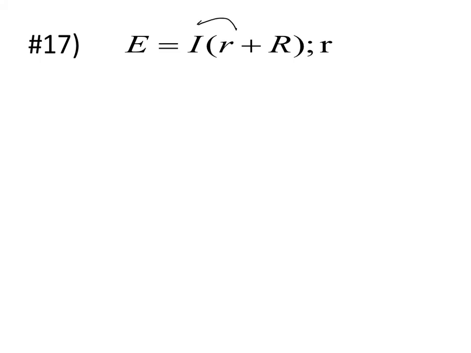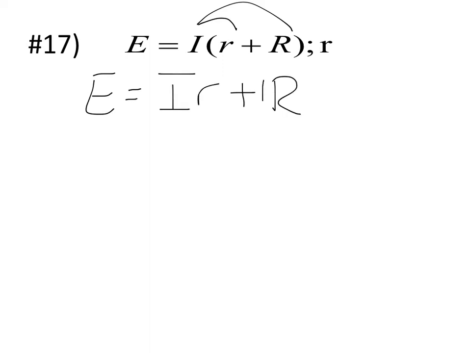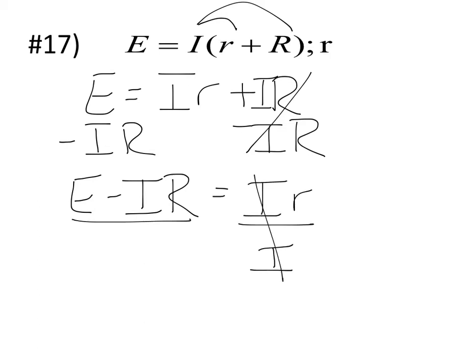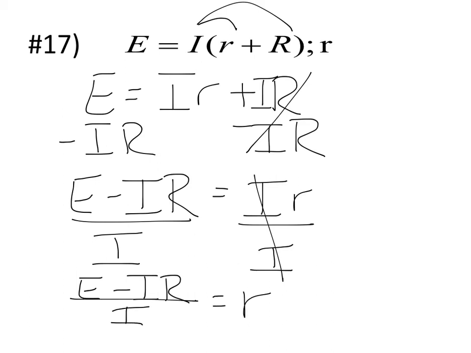Okay, here they just want little r. So again, you're going to distribute the I. E equals IR plus Ir, big R. Then you're going to subtract I big R. Those cancel, leaving you E minus I big R is equal to I little r. Then you're going to divide both sides by big I, leaving you E minus big I R over big I is equal to little r.